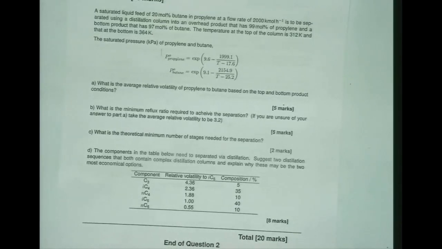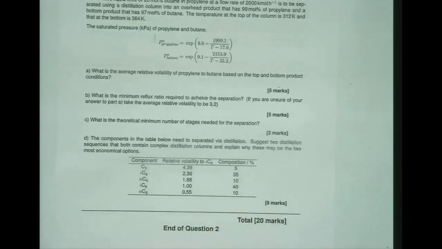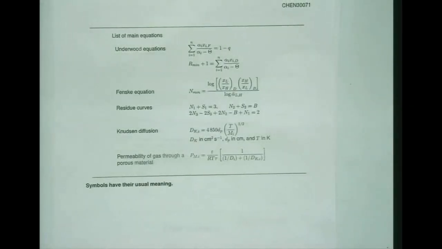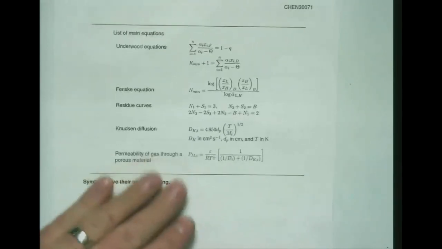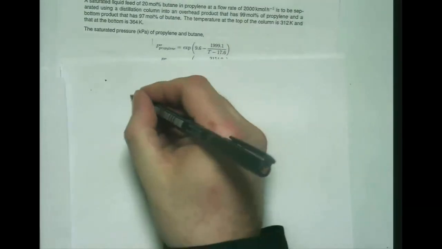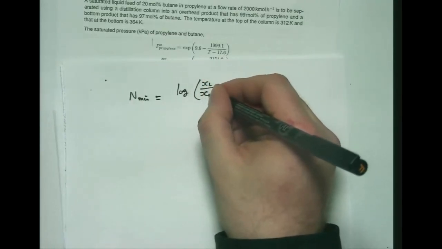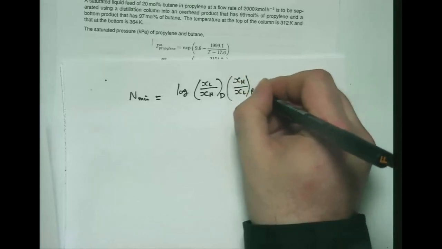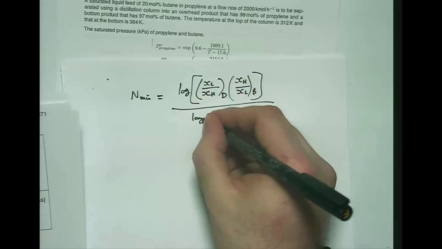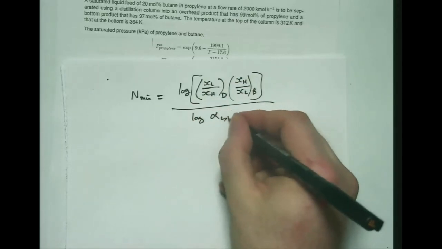So if we move on to part C, part C asks us, what is the minimum number of stages needed for the separation? So if we go back to our handy set of equations, we're given the Fenske equation, which is our N min. So we can write down our Fenske equation: the fraction of the light to the fraction of our heavy key in the distillate, and the fraction of the heavy to the light in the bottom product, over the log of the relative volatility between our light and our heavy key.